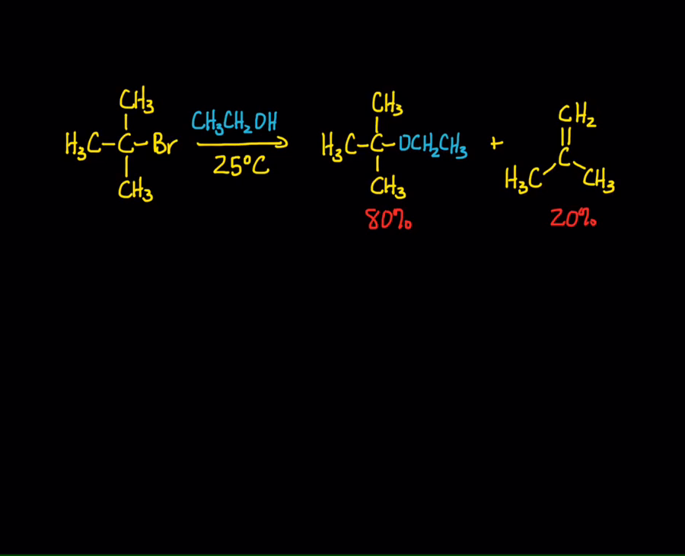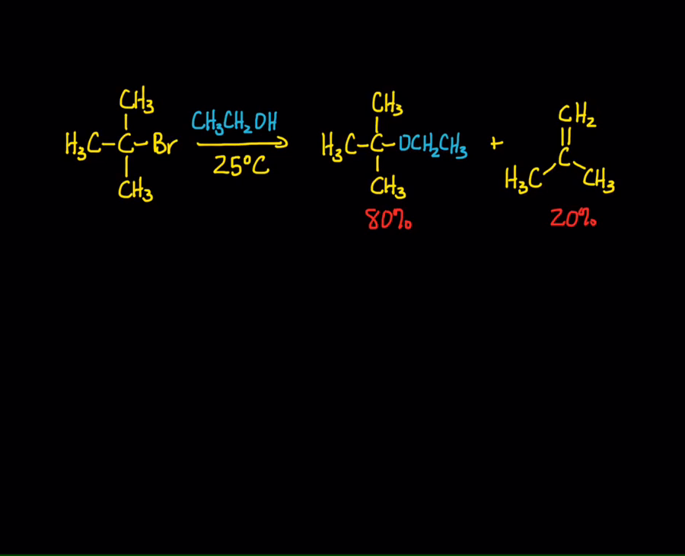With the substituted product, the ether on the left, I have all carbon-carbon single bonds and carbon-oxygen single bonds. With the product on the right, my alkene, I'm forming a carbon-carbon double bond. And we know that that double bond provides more stability to the molecule. Alkenes are more stable than simple single bonds. So double bonds are more stable than single bonds.